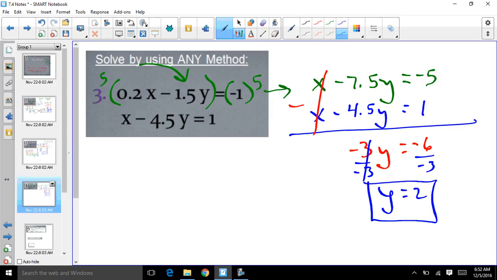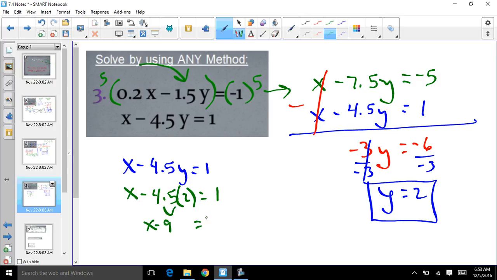Then I go back to my original equation. Let's say I'm going to use this one, x minus 4.5y equals 1. I plug in that y equals 2. So I'm going to subtract 9 from x to get 1. So once I add 9 on both sides, I find out that x equals 10. So in the end, my solution is 10, comma 2.